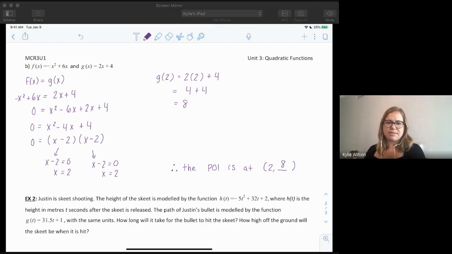That's my final answer. So that's how you do it without a graph. Exact same steps. We just don't have a visual to check our answer on. But the algebra and the steps are all the same. Are there any questions before we move on to our next example?